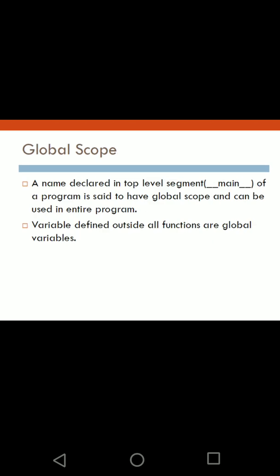Global scope means a name or a variable that has been declared inside the main function of the program. It is known as a global scope, which means that when you declare a variable in the main function, it has the global scope. It can be used by any of the functions defined inside that program. Variables defined outside all the functions are global variables. So the variables that are written inside the main function, that is outside all the functions, have the global scope.